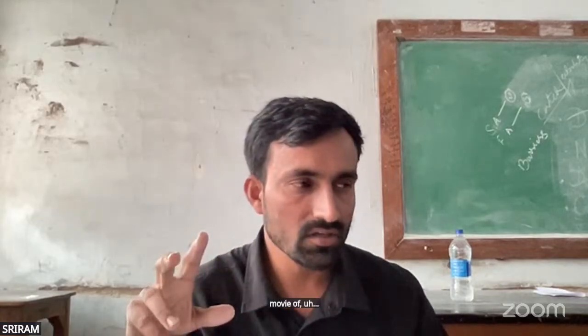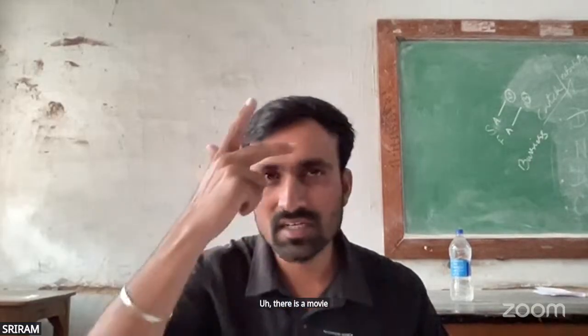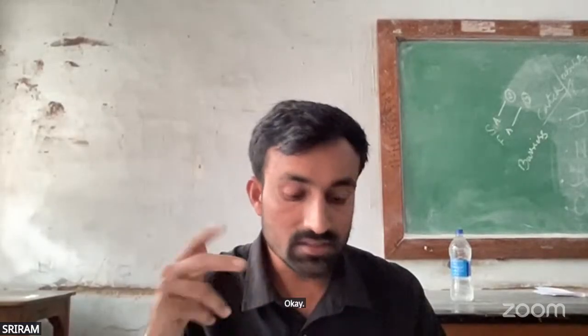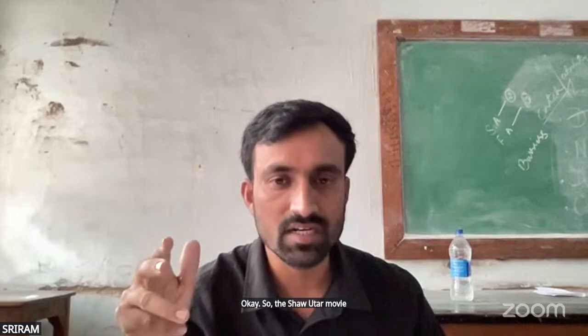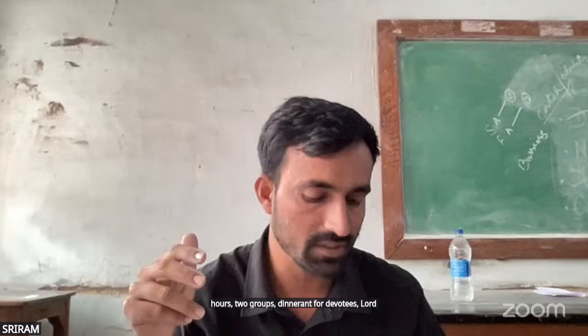Okay, so how many of you have seen the movie of Kamal Haasan? There is a movie called Dasavatharam. In that movie you will understand the difference within the Bhakti movement, like Nayanars and Alvars, two groups. The Nayanars were devotees of Lord Shiva and Alvars were devotees of Lord Vishnu. That you could see in that movie.